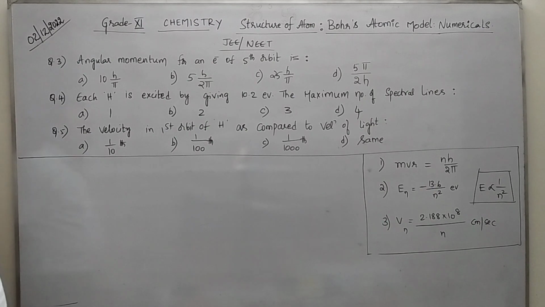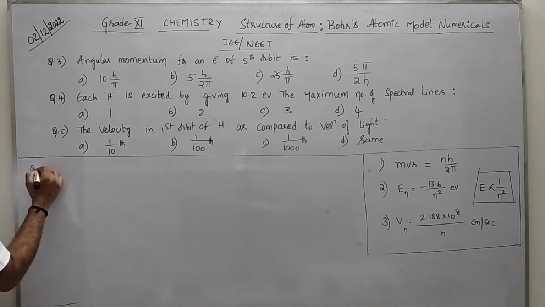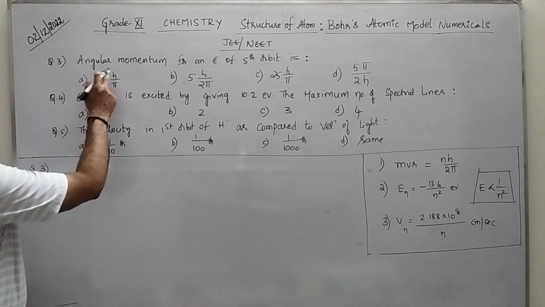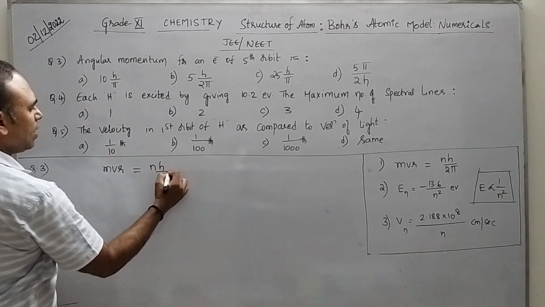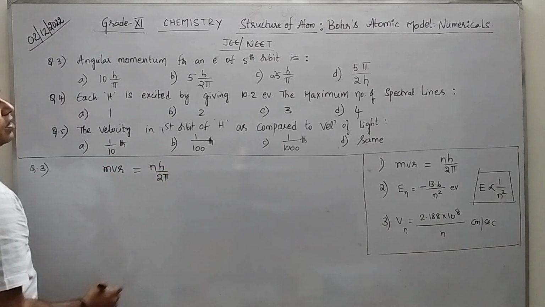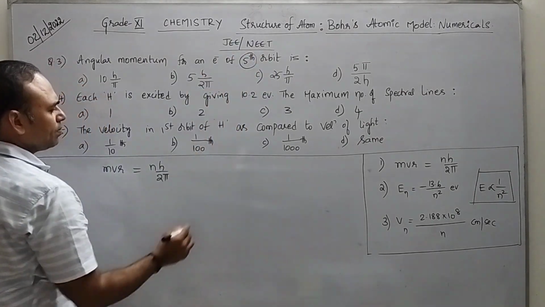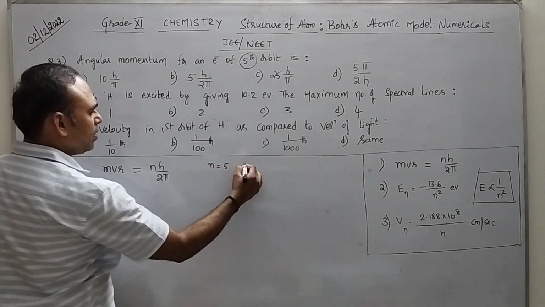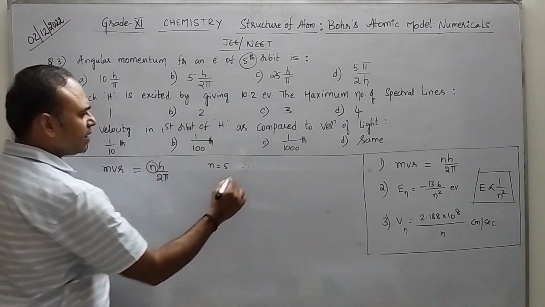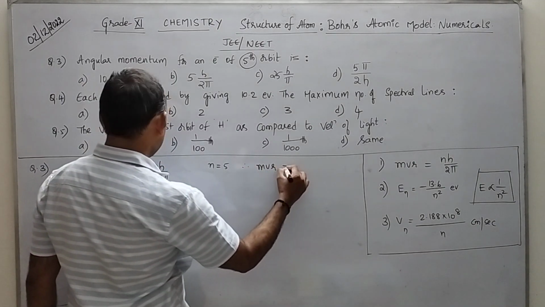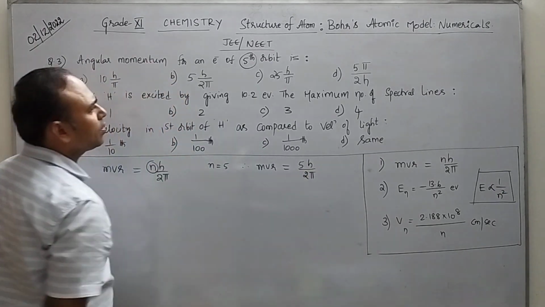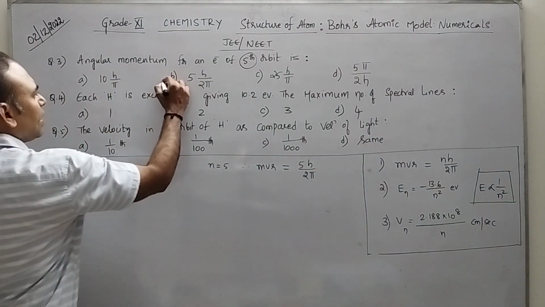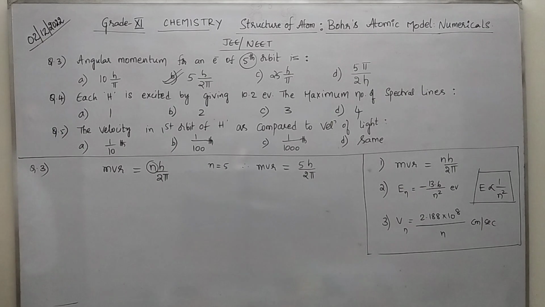Now let me write the solutions. That is question number 3. If you take angular momentum mvr is equal to nh by 2 pi. So they have mentioned the 5th orbit. So n is equal to 5. Therefore substitute this and get mvr is equal to 5h by 2 pi. So you will get the answer B, 5h by 2 pi.